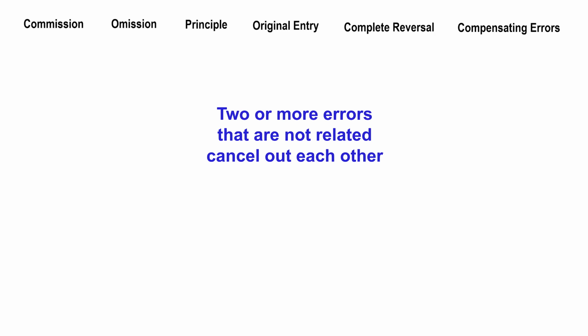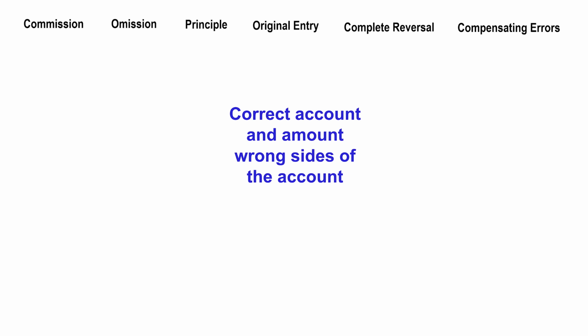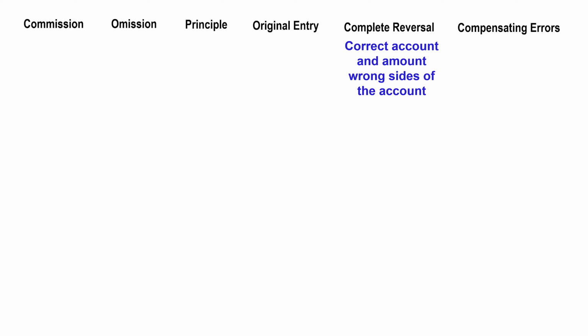Two or more errors that are not related cancel out each other. Compensating errors. Correct account and amount, wrong sides of the account. Complete reversal.